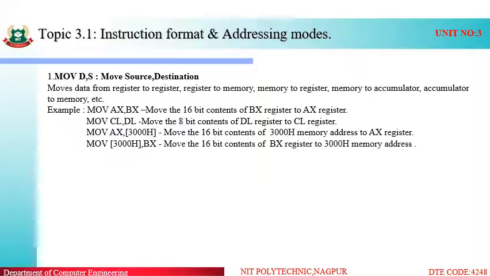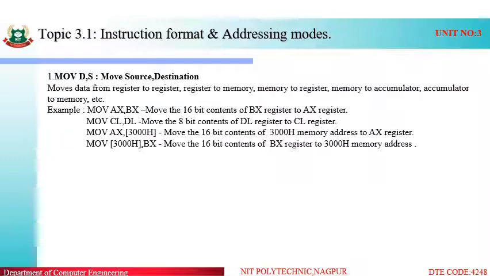So coming to MOV, what is the instruction? MOV D comma S. The opcode is MOV. Which type of operation is it performing? A move operation. And the operands are D comma S. D stands for destination, S stands for source. So this move instruction moves data from register to register, register to memory, memory to register, or memory to accumulator, accumulator to memory, etc.